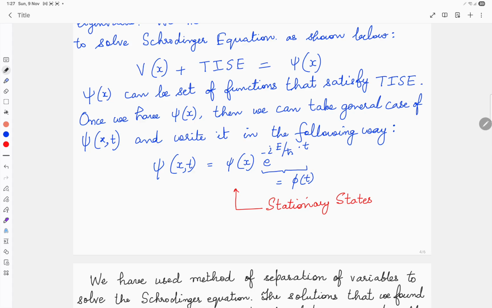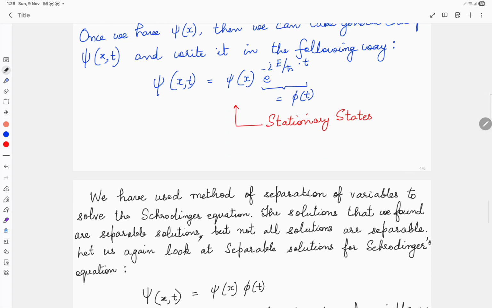This is our phi t we have calculated, and this is our psi x. We will calculate it from this equation, which will further depend on the potential energy function, as I just explained. That's how we can solve the Schrodinger's equation, and we will get the wave function value. Now these are known as the stationary states, right? We have used the method of separation of variables, and I will talk more about these stationary states, psi x, as we go along with the lecture.